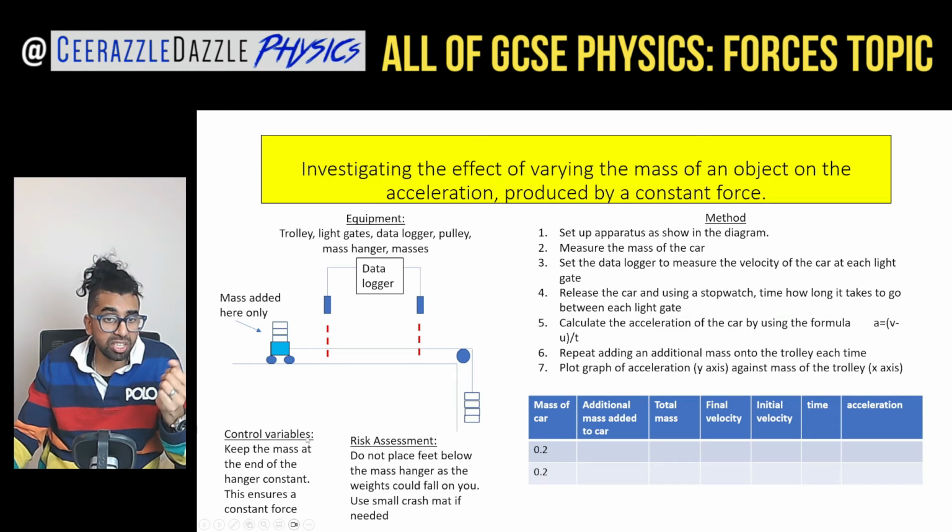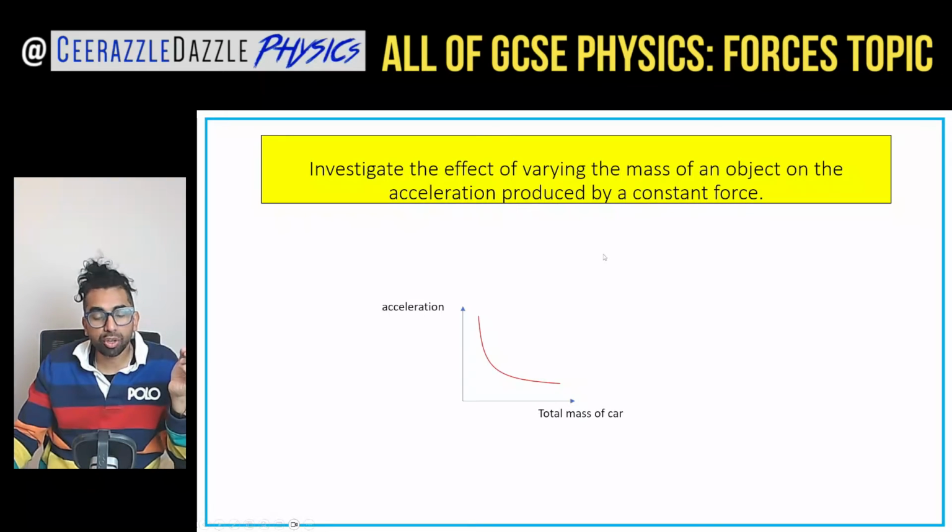And the control variables in this experiment have slightly changed. We're going to keep the mass at the end of the hanger constant. The reason why is because we need a constant force pulling it downwards. In terms of the results, what should you obtain?